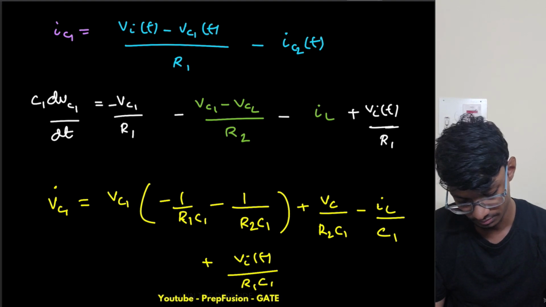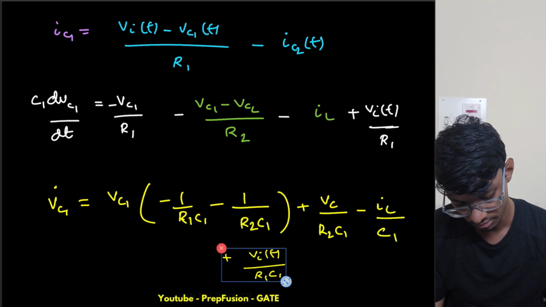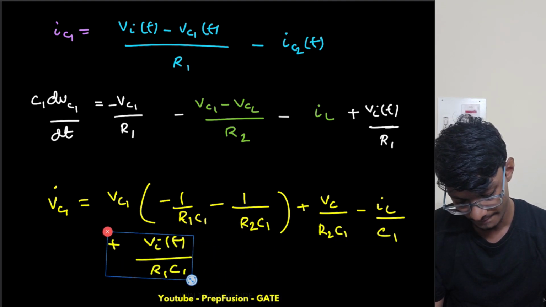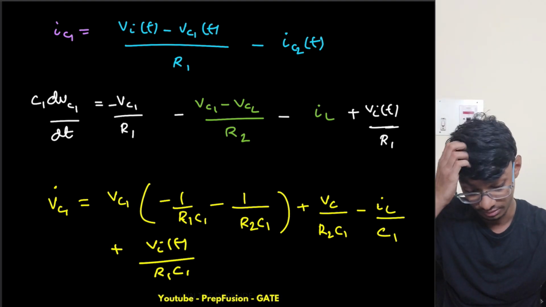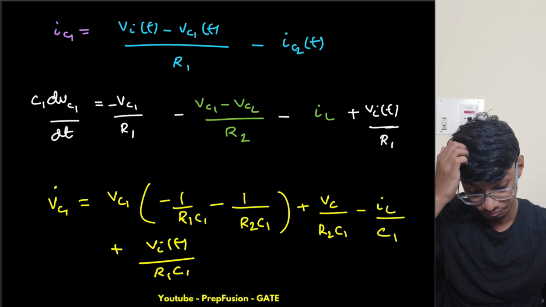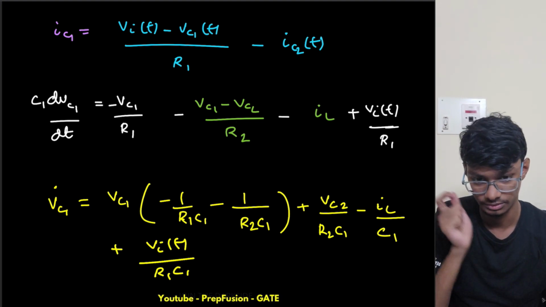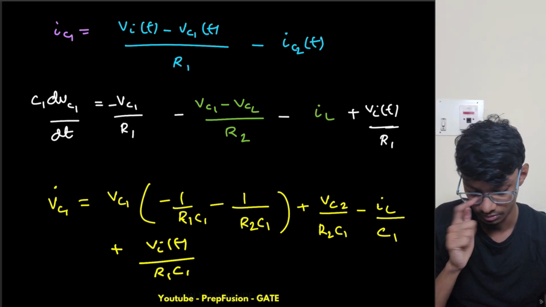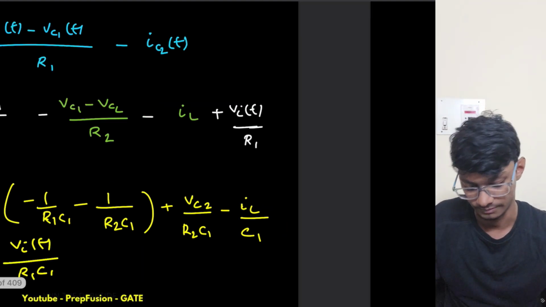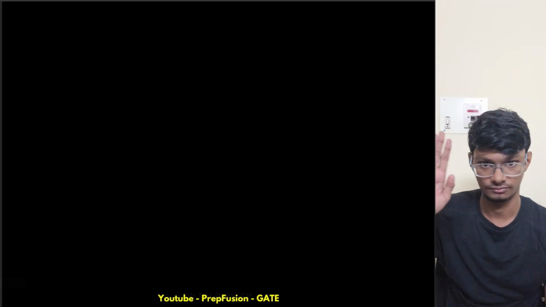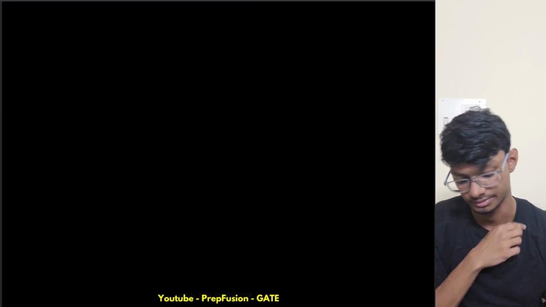Let me reduce the size of this, because this color is also contrasting. So this is my equation, a very big equation actually. C1 is common only. So this is my equation. Now I will write the state space matrix. I assumed VC1 was my first state variable, VC2 was my second state variable, and IL was my third state variable.